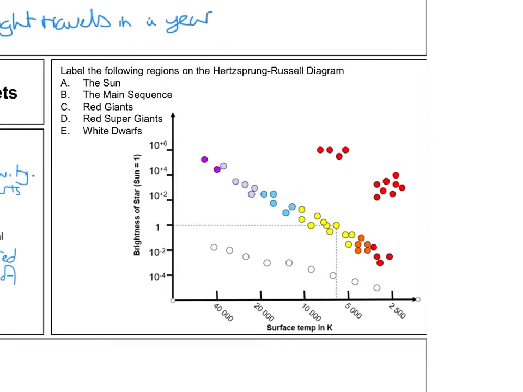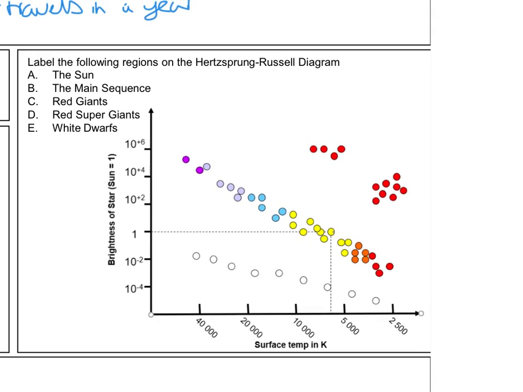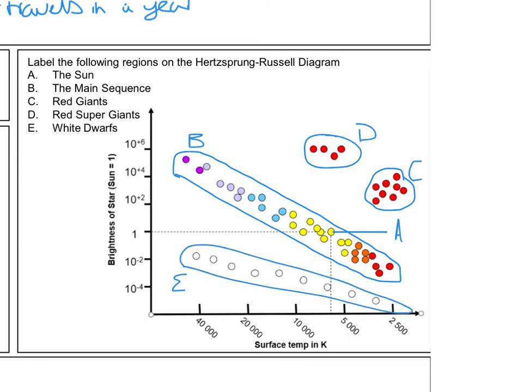Okay, right. Label the following sections on the Hertzsprung-Russell diagram. So we've got the sun is this one here, so we can just label that as the sun. The main sequence is this whole bit here. Red giants are these just here. These are our red supergiants. And then this bit down here are our white dwarfs. So a main sequence star, such as our sun, is going to turn into a red giant, and then it's going to cool to become a white dwarf, and it's slowly going to get cooler and cooler.